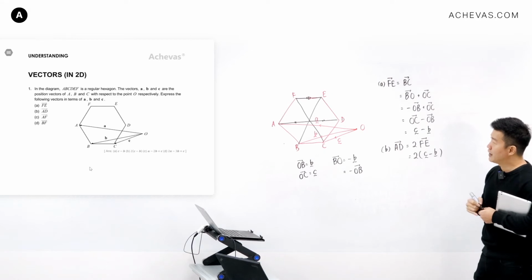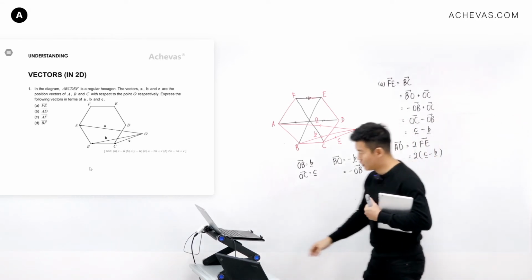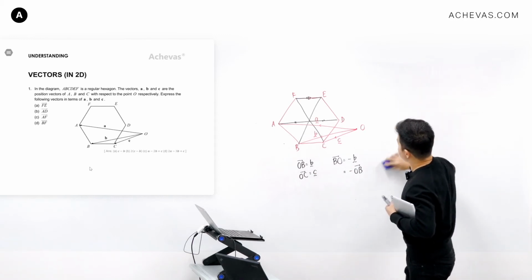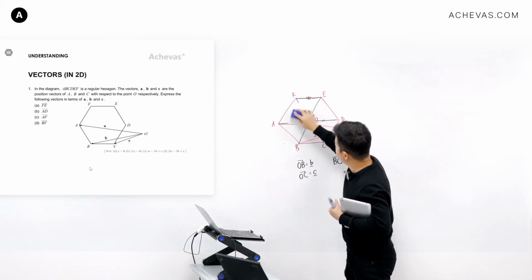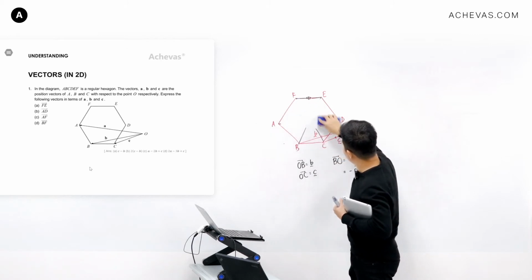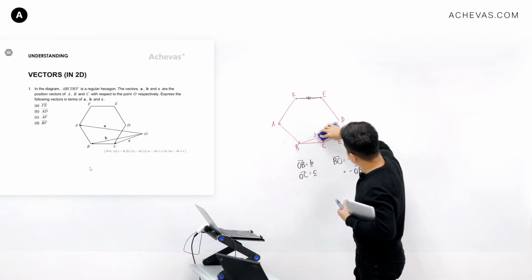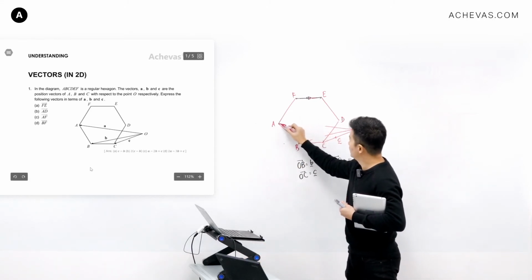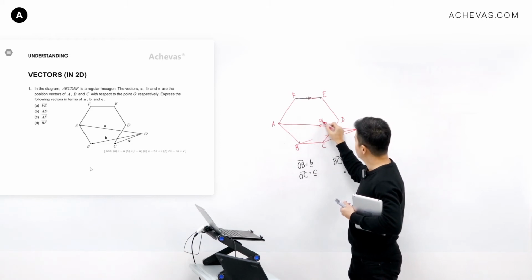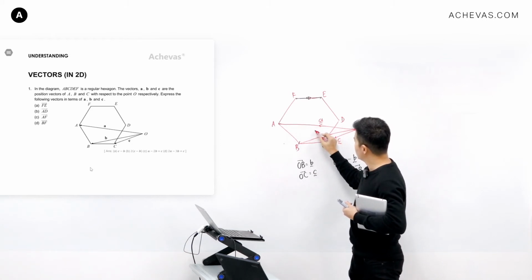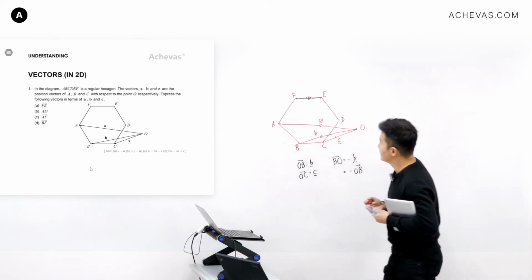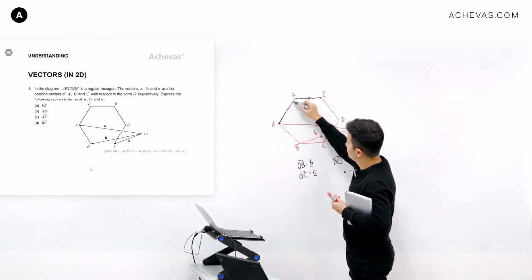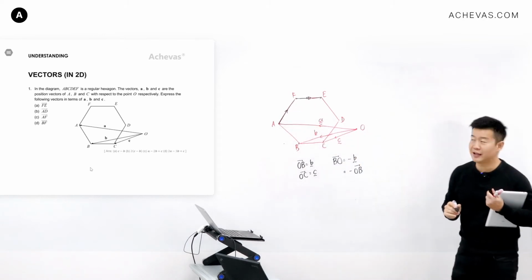Next, let's try to find vector AF. So to find vector AF, let me clear this away. Okay, so here to here, it is still our vector A. Here to here, it is going to be our vector B, and we have vector C. And we want to find vector AF. So AF is this vector over here.